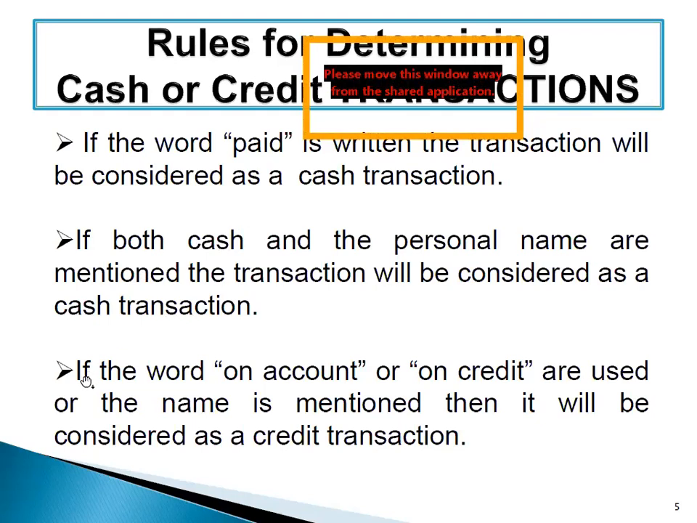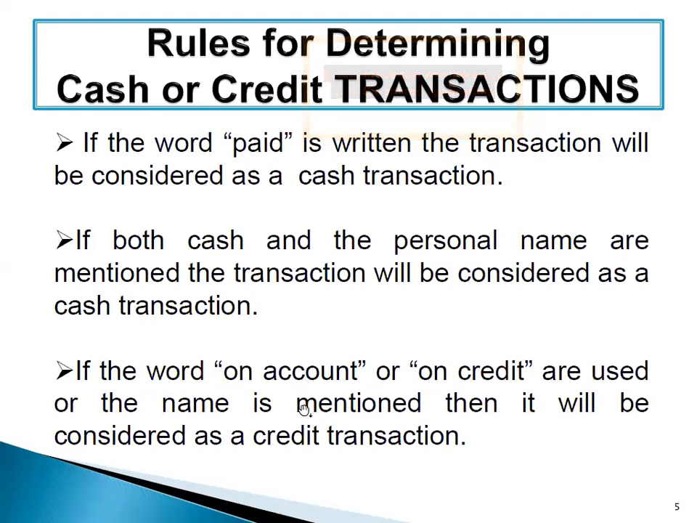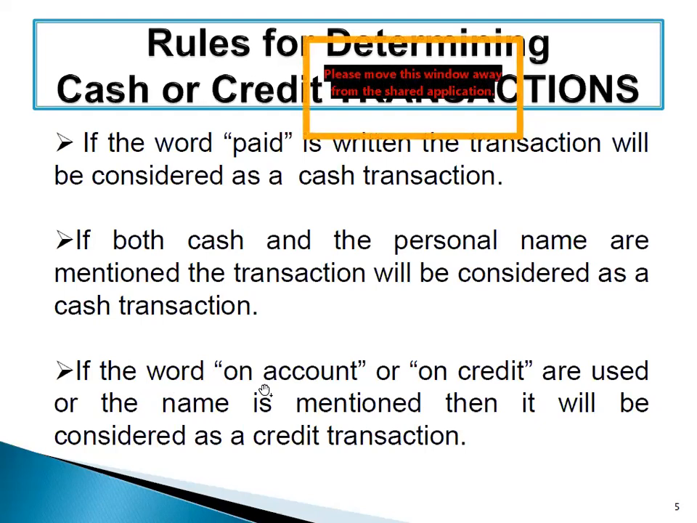ठीक है. If the word on account or on credit are used, if we have two words, अगर हमें ये दो लफ्ज लिखे हुए नजर आ जाए, on account or on credit, and the name is mentioned, लेकिन नाम भी mention है, like I purchased the furniture from Mr. Ali on account rupees 50,000, तो ये मेरी credit transaction होगी. या मैं बोलूँ I purchased furniture from Mr. Ali on credit of rupees 50,000, ये भी मेरी credit transaction है. ठीक है बेटे.